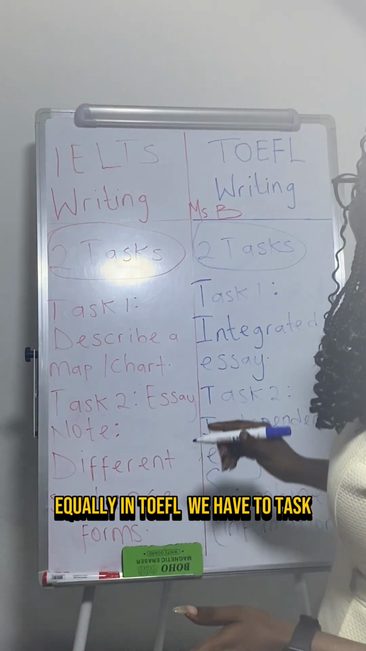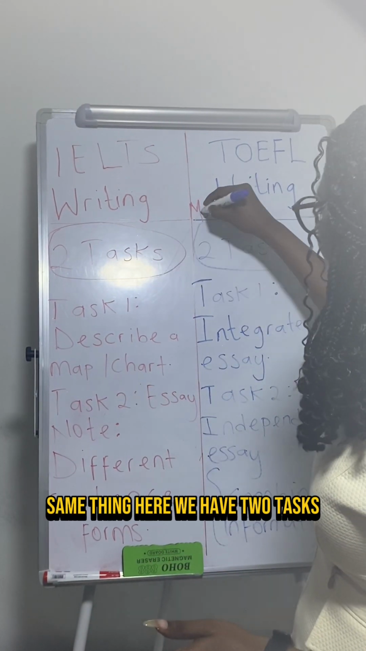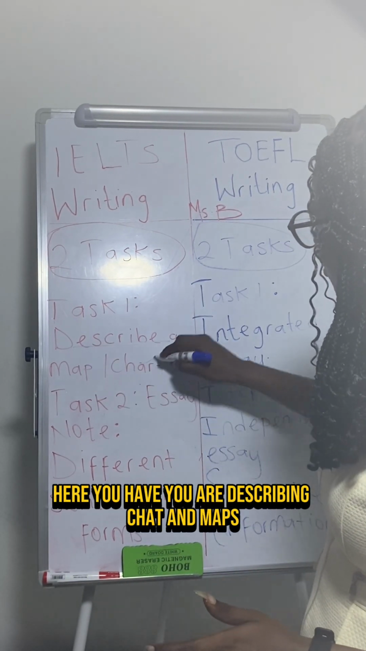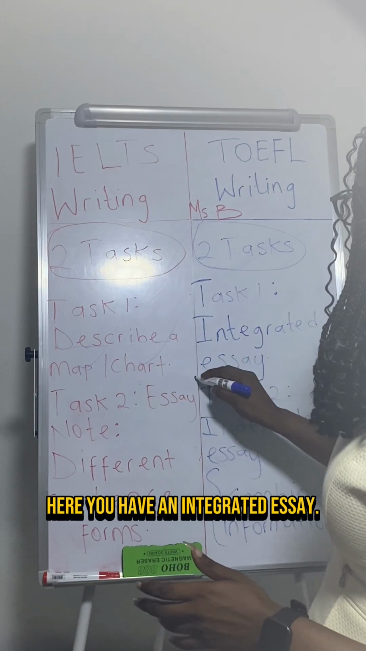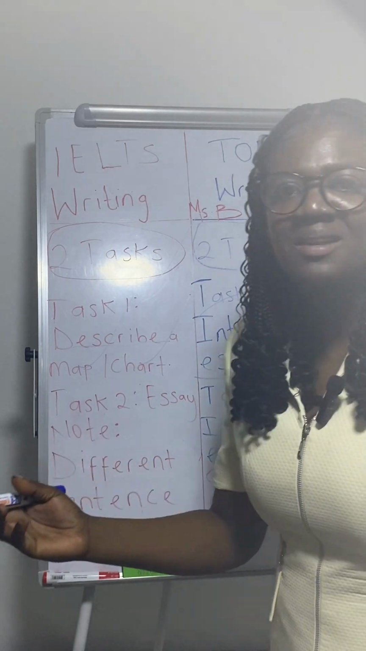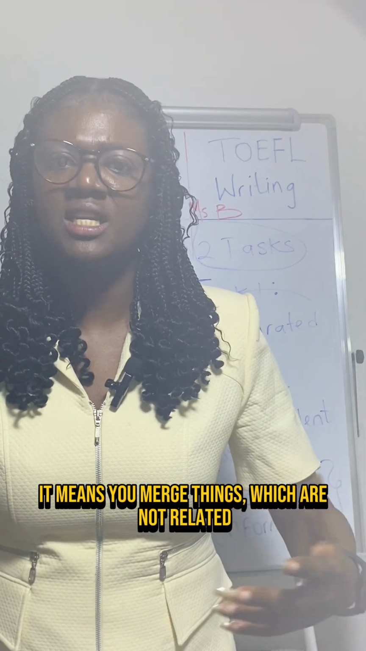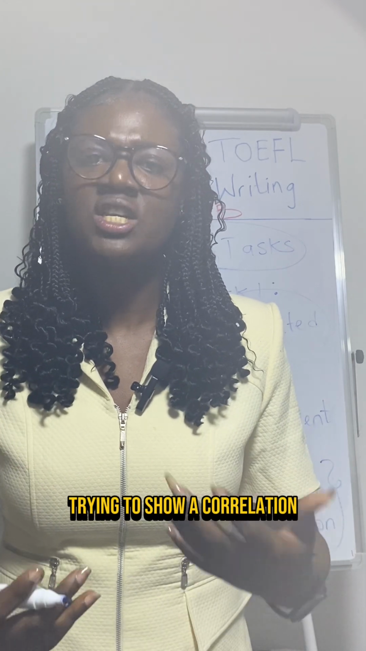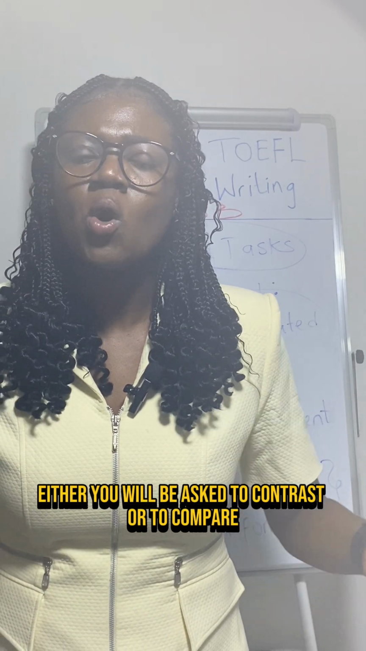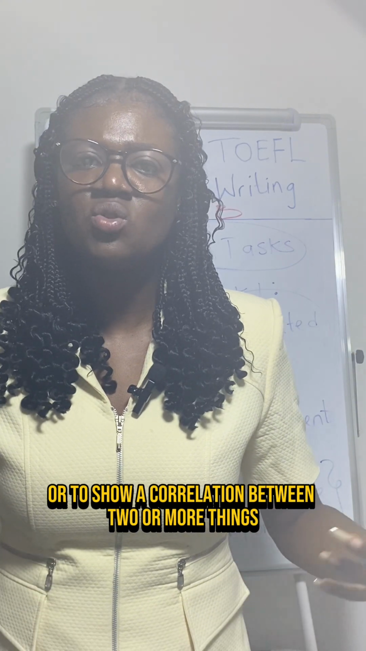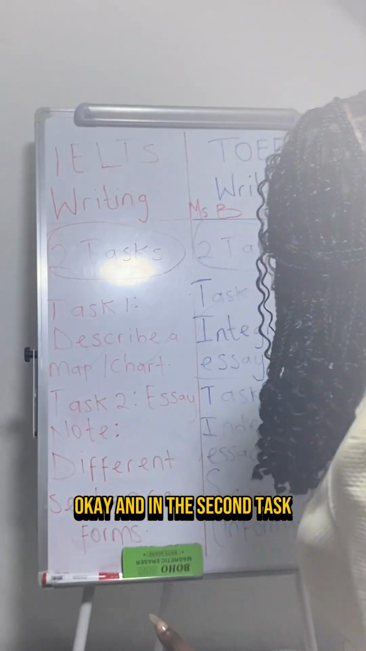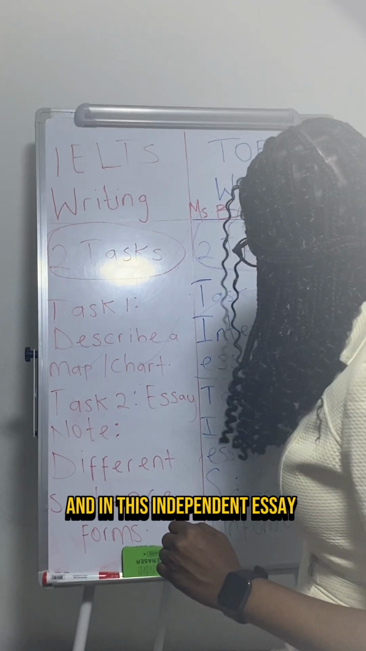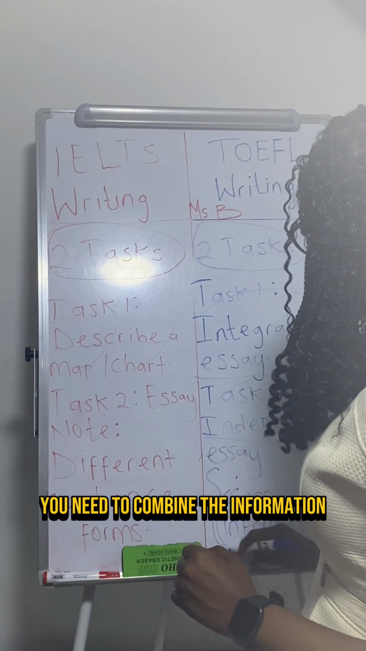Now let's move to TOEFL. Equally in TOEFL, we have 2 tasks. Same thing here, we have 2 tasks. But now what is the difference? In IELTS you are describing charts and maps. Here you have an integrated essay. When you integrate, it means you mesh things which are not related. Integration, you mesh things which are unrelated, trying to show a correlation. Either you will be asked to contrast or to compare or to show a correlation between 2 or more things. And in the second task, you have an independent essay. In this independent essay, you need to combine the information.